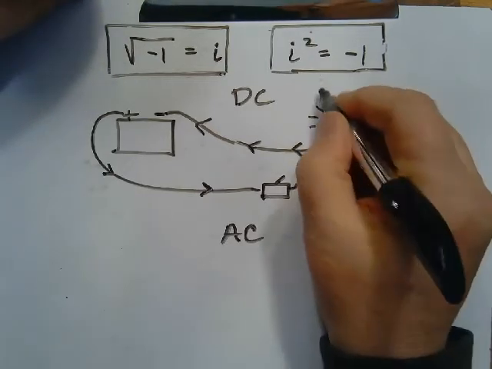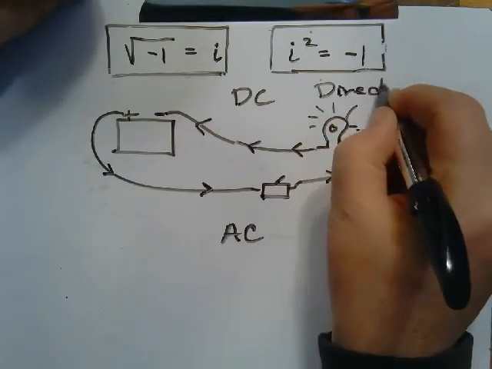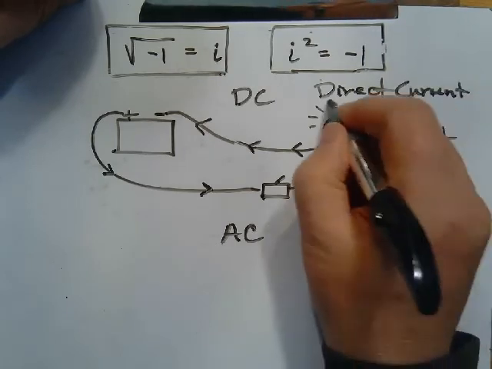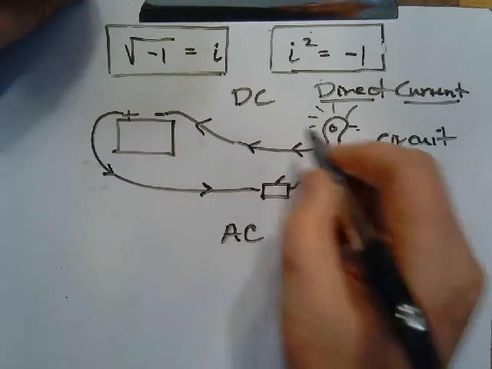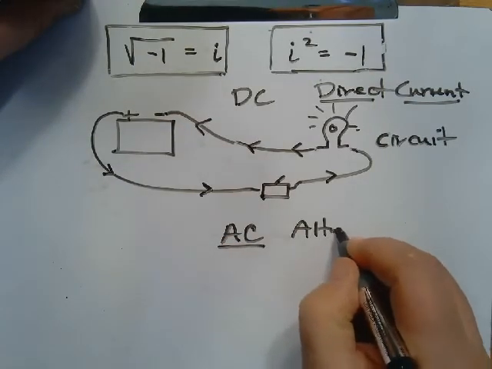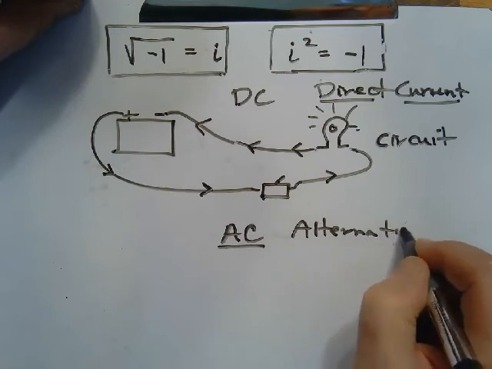So DC stands for direct current. Current is kind of like the flow of a river, right? The direct current. The flow is going in one direction. AC stands for what we call alternating current.